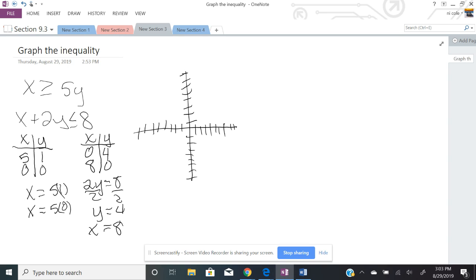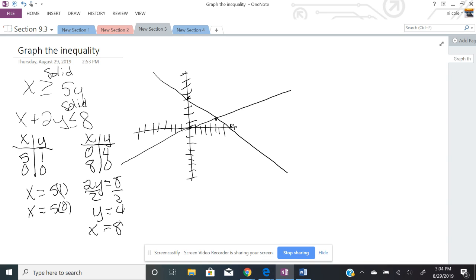All right, so the first one, I have the point 5, 1, and the point 0, 0. This one is solid, and this is a solid line too. So I come through and I make my solid line. The second one, let's do 0, 4, and 8, 0.